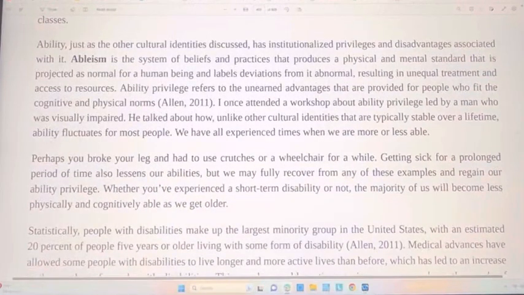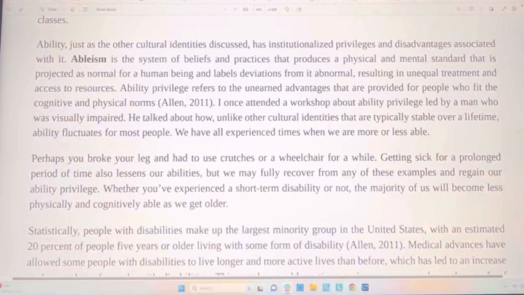Ability, just as the other cultural identities discussed, has institutionalized privileges and disadvantages associated with it. Ableism is the system of beliefs and practices that produces a physical and mental standard that is projected as normal for a human being and labels deviations from it abnormal, resulting in unequal treatment and access to resources. Ability privilege refers to the unearned advantages that are provided for people who fit the cognitive and physical norms.